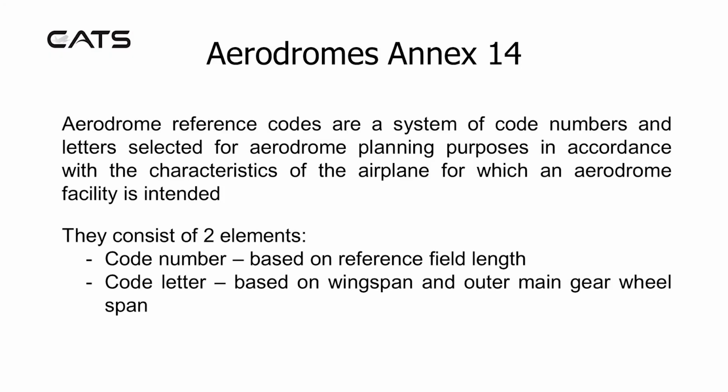Aerodromes Annex 14. Aerodrome reference codes are a system of code numbers and letters selected for aerodrome planning purposes in accordance with the characteristics of the aeroplane for which an aerodrome facility is intended. They consist of two elements, a code number based on reference field length and a code letter based on wingspan and outer main gear wheel span.